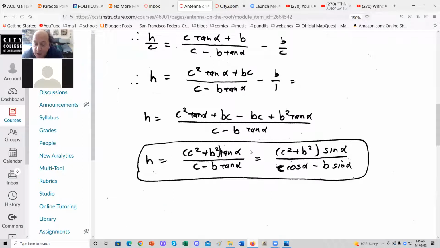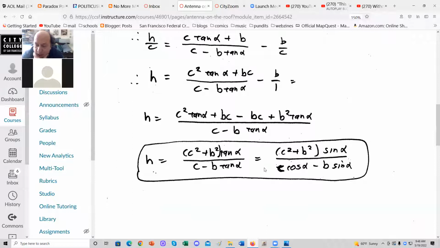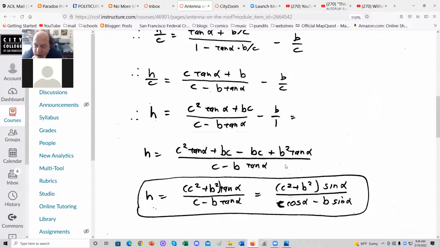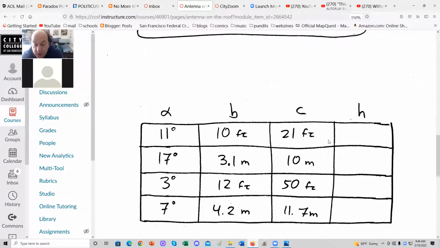And if you multiply above and below by cosine alpha, excuse me, you get c squared plus b squared sine alpha over c cos alpha minus b sine alpha. That's an expression for the length of the antenna on the roof. I suspect you can probably go further. This looks like a square of a length, in fact, square of this length here. And these look like the kind of thing you get when you add a cosine or some such, but let that be. So we're given an angle alpha here, here, here, and here, a b here, c here, from that find h.